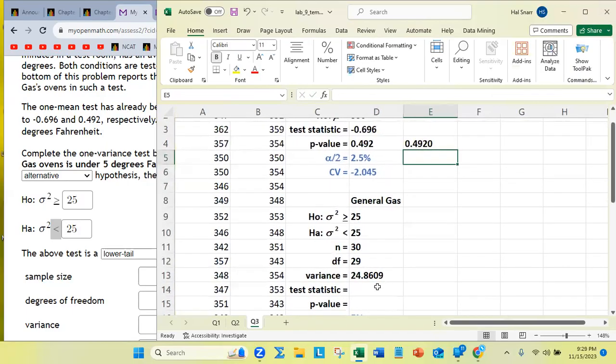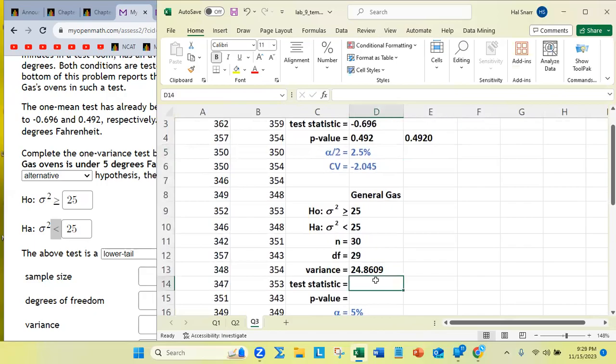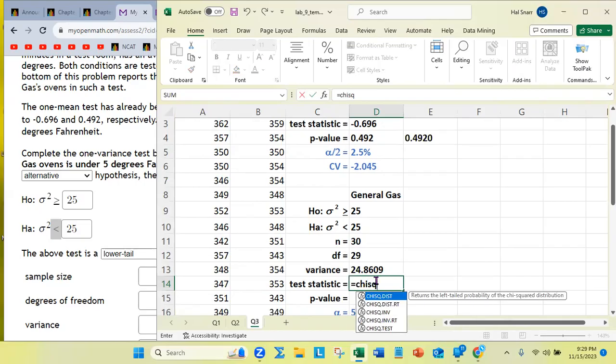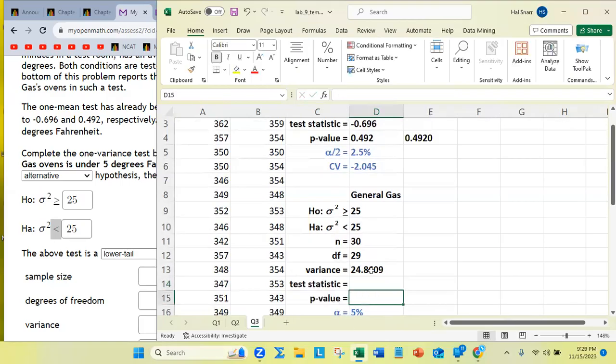All right, now we got to do the test statistic. So the test statistic for this is a chi-square test statistic because we're talking about squared values, right? Sigma squared is squared. So we're going to use the chi-square distribution. Now, we're going to use .DIST because we need a number on the number line. And the number on the number line is, whoops, sorry, getting ahead of myself.